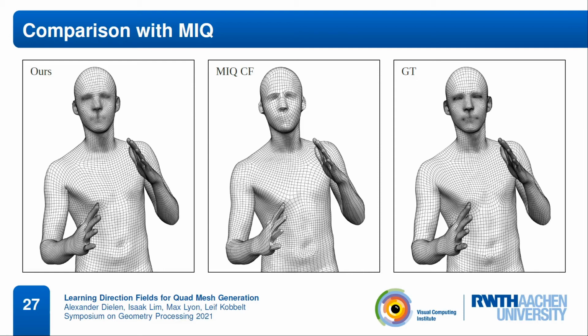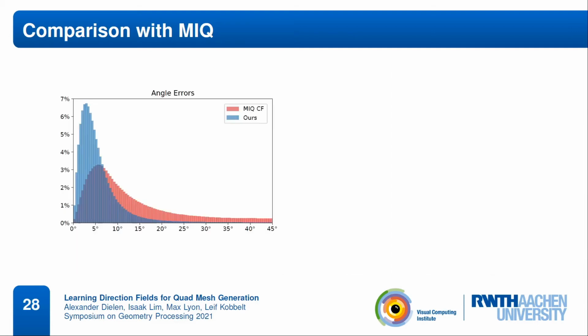We can also measure this difference in mesh quality. For example, in this plot we show the angle errors incurred by our approach and MIQ with respect to our extracted ground truth fields, where higher bars on the left indicate a better result. As can be seen, our network generates directions that are significantly better aligned with the ground truth targets.